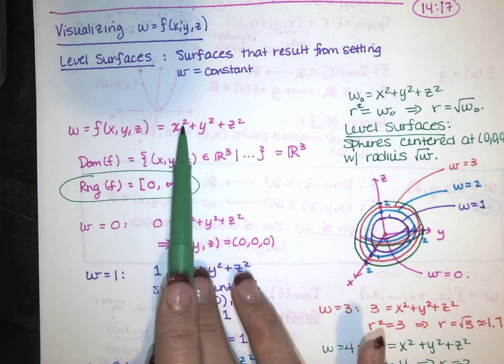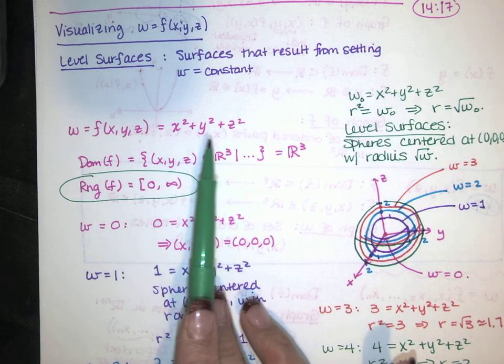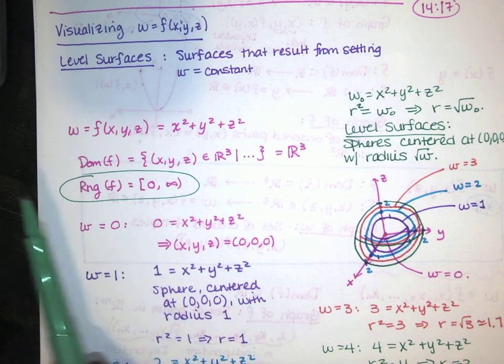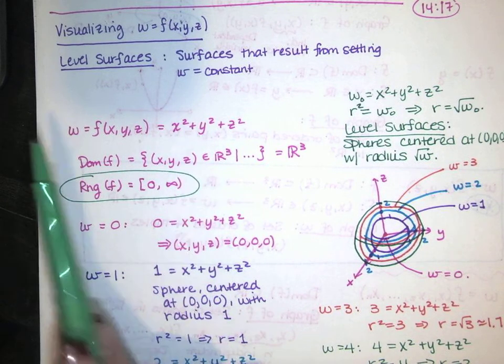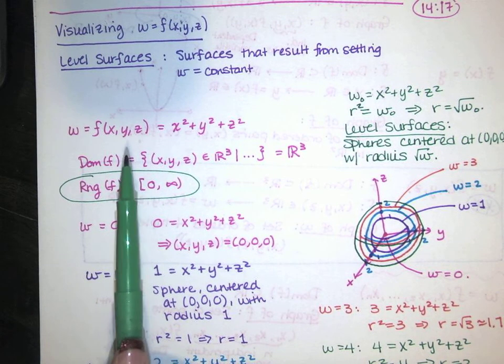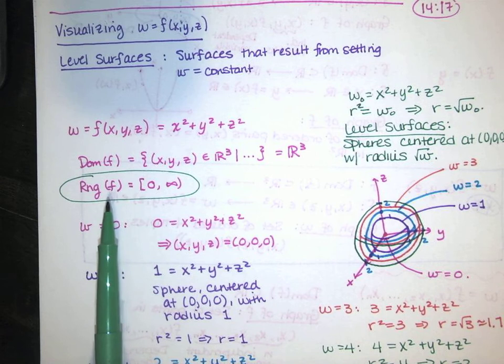Now, if this was a positive x squared and a negative y squared, well, as x increases, w increases. As y increases, w decreases. Like, things are going to change a little bit, so you might have a different range. But the first thing we needed to do was think about the range of this function.